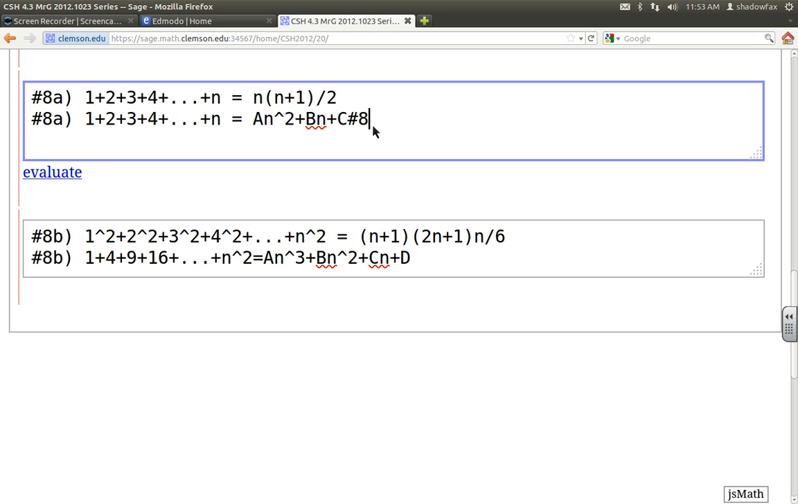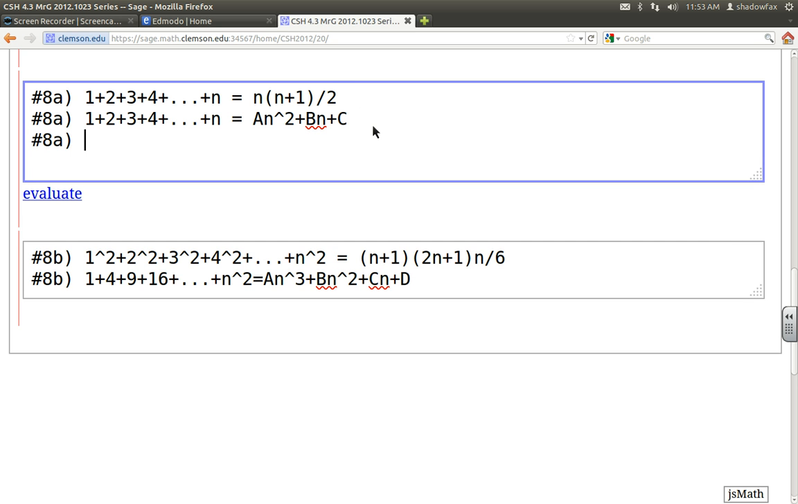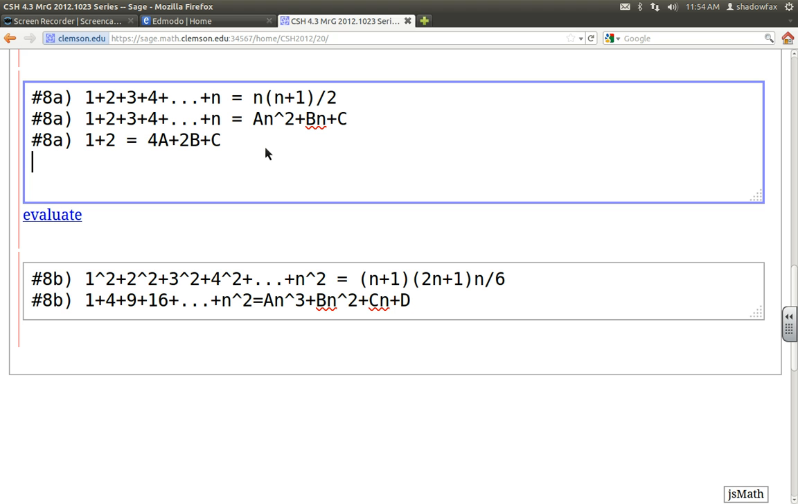Now, this is all commentary at this point. Whoops, not there. Okay? If I plug in 2, that means I'm adding 2 terms, right? So, what should I write? 1 plus 2 equals, now plug in 2. What's 2 squared? So 4a plus, plug in 2. What do you get here? Plug in 2 for n. 2b plus c.